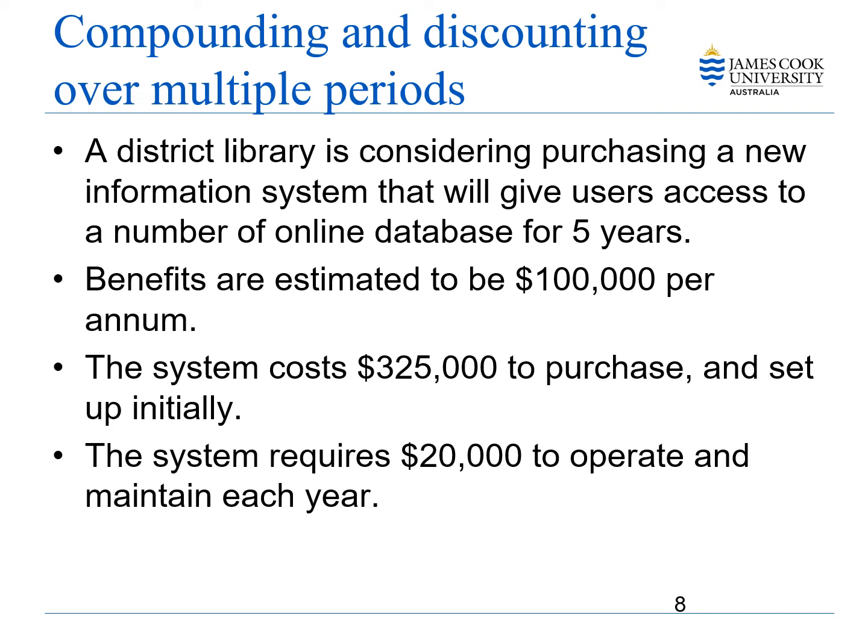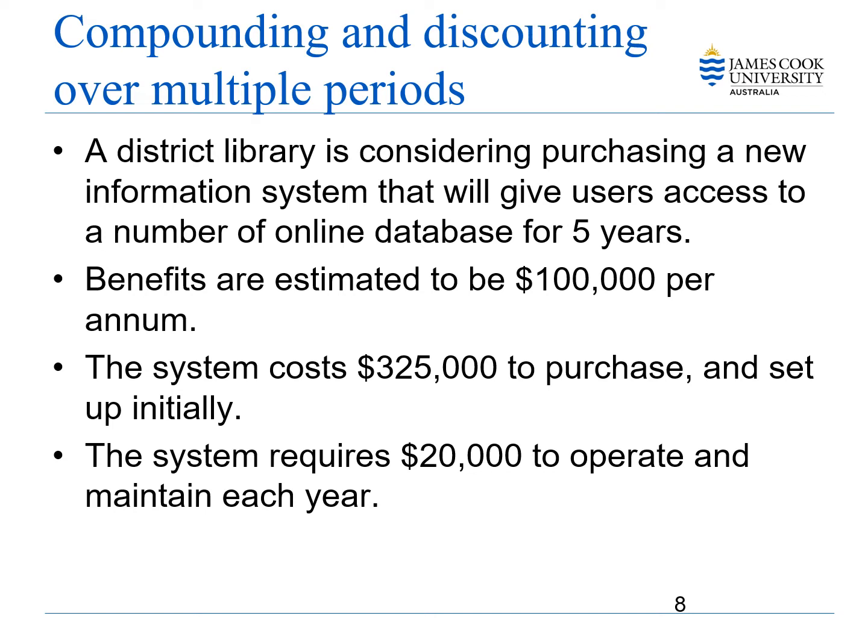Okay, let's move to second examples. A district library is considering purchasing a new information systems that will give users access to a number of online databases for 5 years. Okay, this is the project you want to assess. Benefits are estimated to be $100,000 per annum. The system costs $325,000 to purchase and set up initially, and it also requires $20,000 to operate and maintain each year. So that's the information we gather.